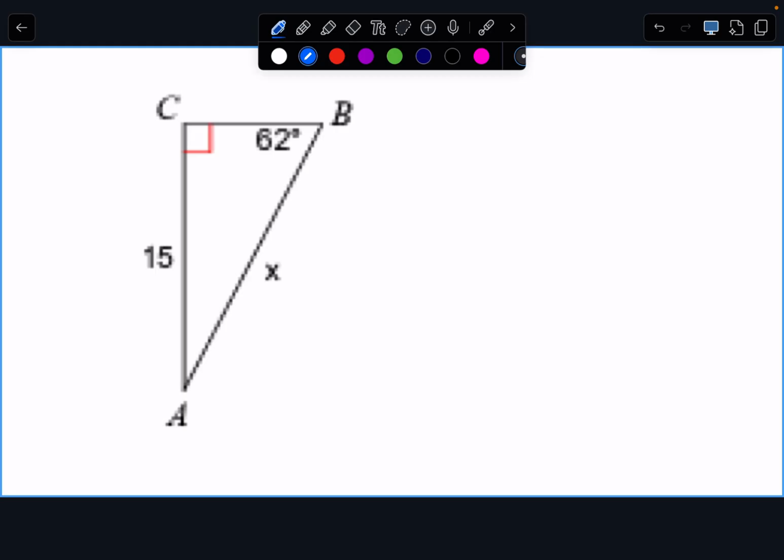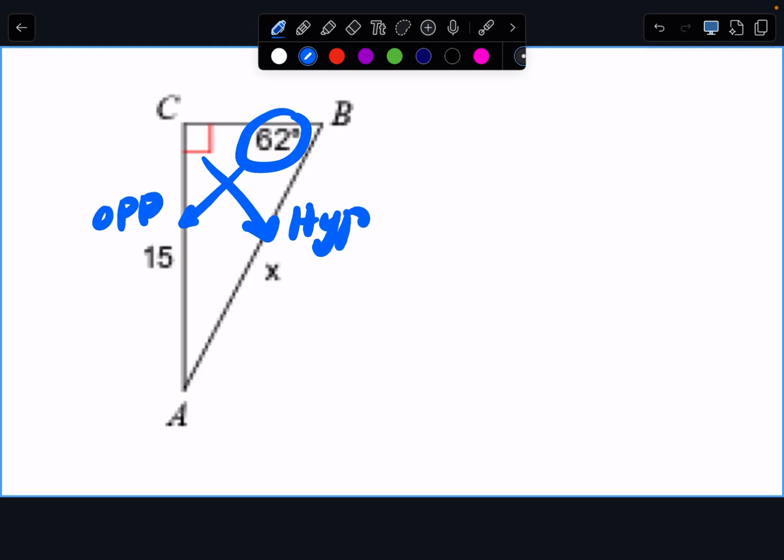Wouldn't it make sense just to pick the one given, 62? I could use the other one, but then I'd have to do 180 minus 90 minus 62, and that's extra work. So if that's your theta, then label it. What is this side considered? Opposite. What's this side considered? Hypotenuse. So then you say, I'm either using SOH or CAH or TOA. It's just one of them. So it's based on the information given.